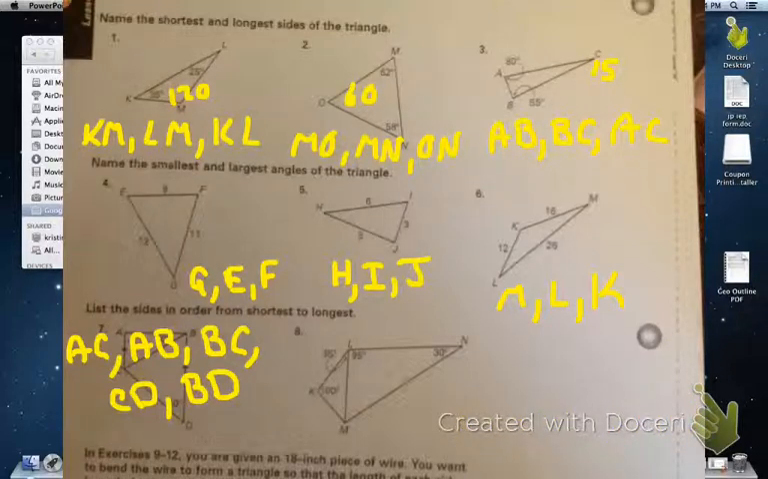For number 8, finding the other angles, we can find that angle KML is 45 and angle LMN is 55. So that'll help us put everything in order. The smaller triangle in order goes KM, followed by KL, and the largest in that is LM.